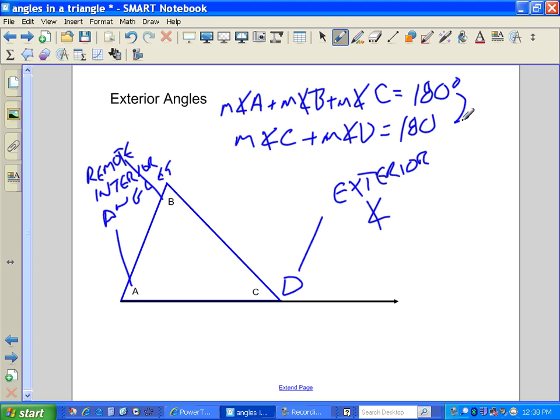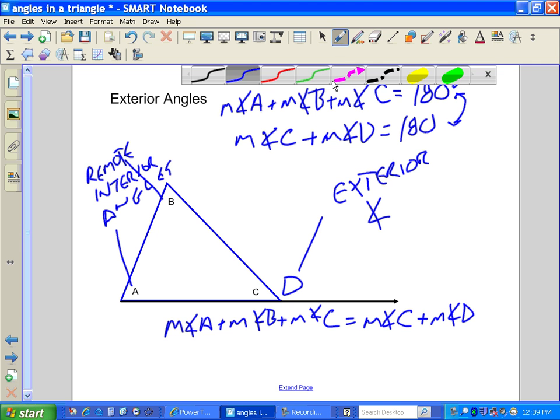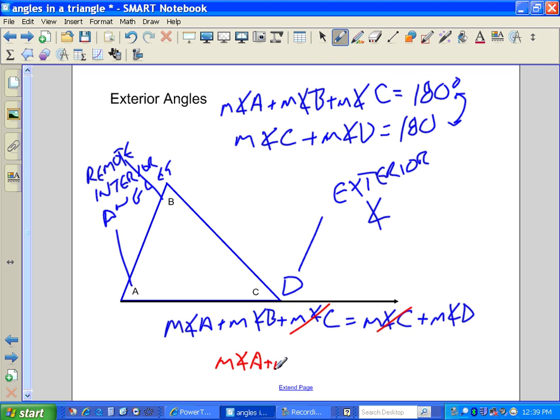Since they both equal 180, we can make them equal each other. I'll do this down here. The measure of angle A plus the measure of angle B plus the measure of angle C equals the measure of angle C plus the measure of angle D. And like we did last time, there's an angle C on this side and angle C on that side. I can subtract them away. I'm just going to cancel them out and be left with the statement that the measure of angle A plus the measure of angle B is equal to the measure of angle D.